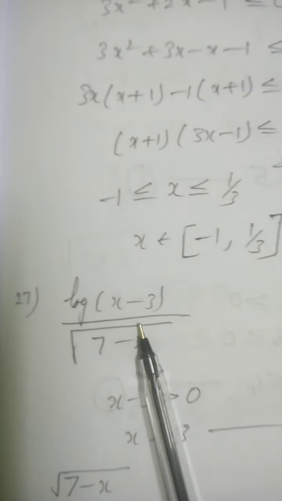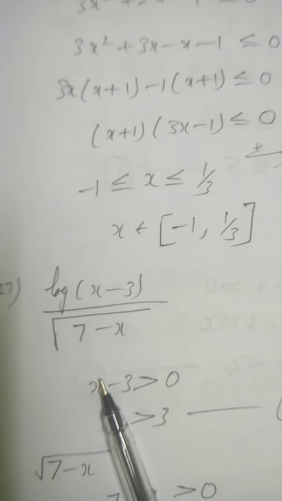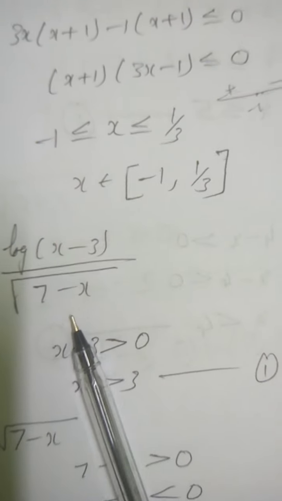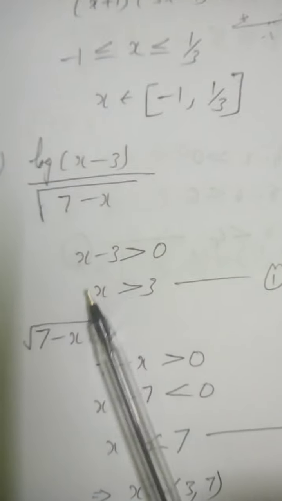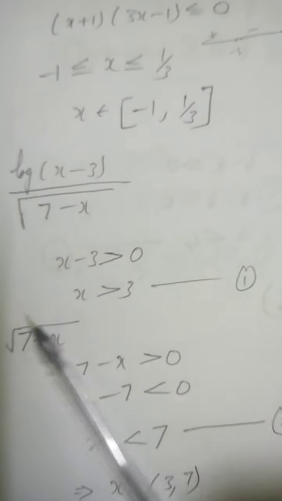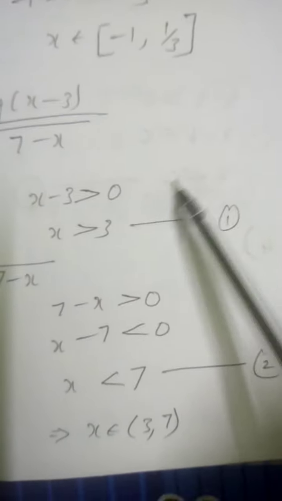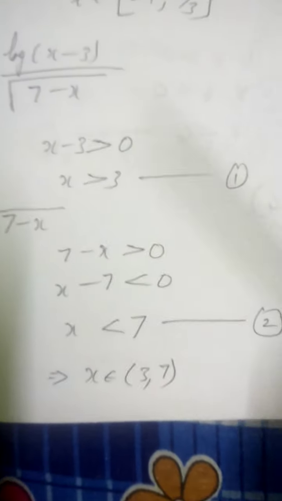Next question is log of x minus 3 by under root 7 minus x. If I consider log x minus 3 means x minus 3 greater than 0. x should be greater than 3, equation 1. Then root 7 minus x, it is in denominator. So 7 minus x is greater than 0. So x minus 7 is less than 0. x is less than 7. So x belongs to 3, comma 7. There is no equality. So we will take open interval on both sides.